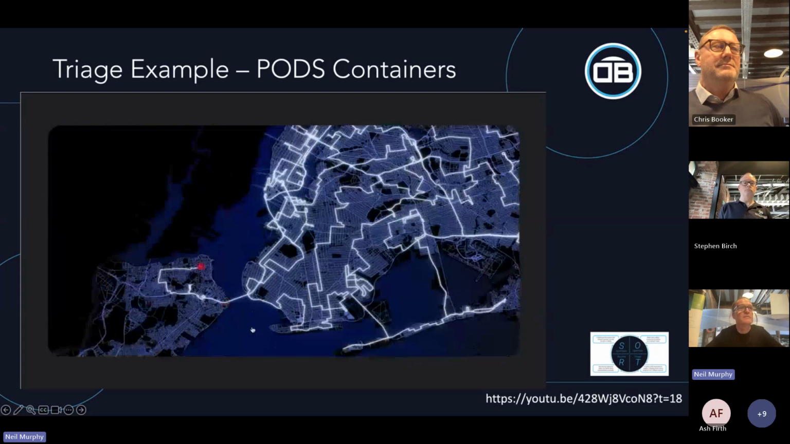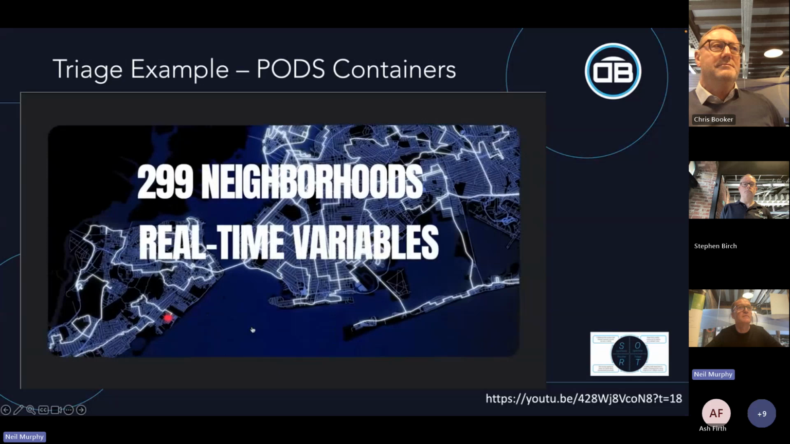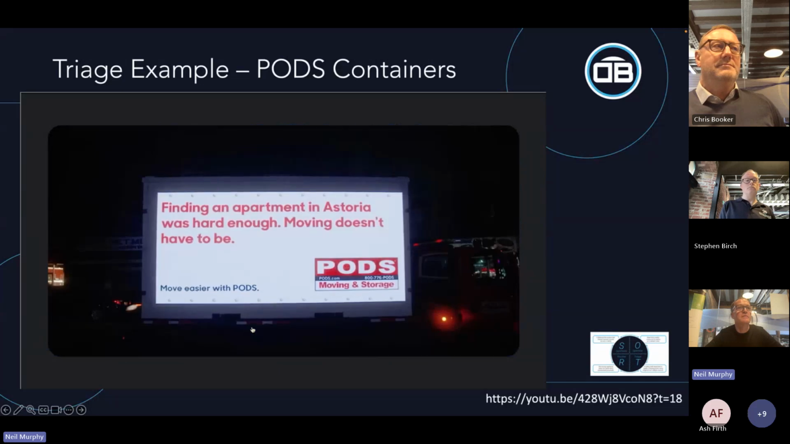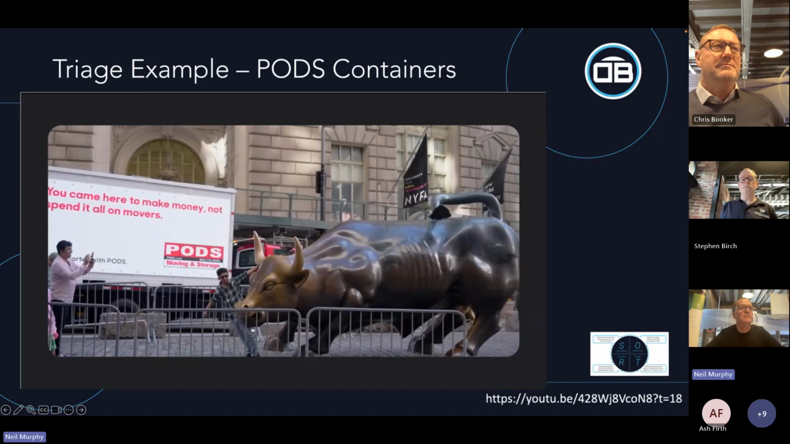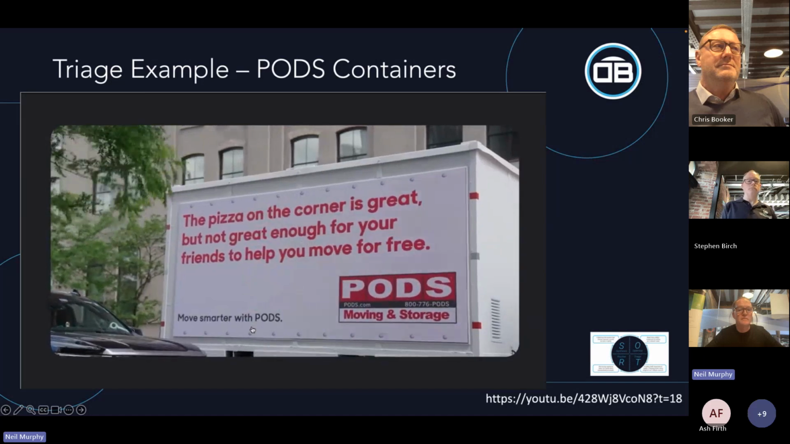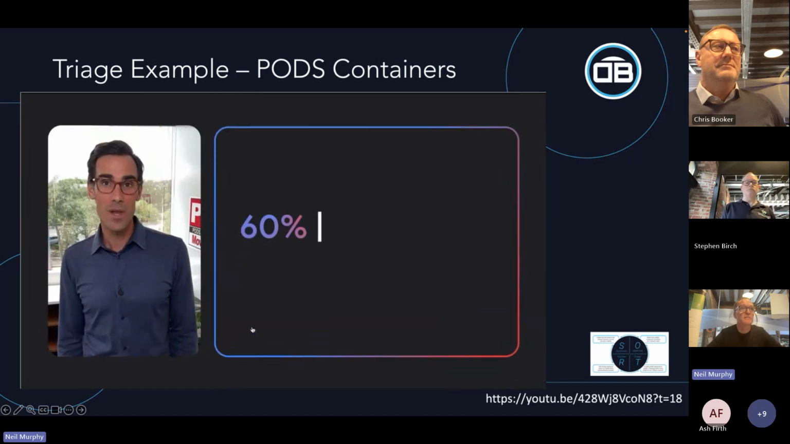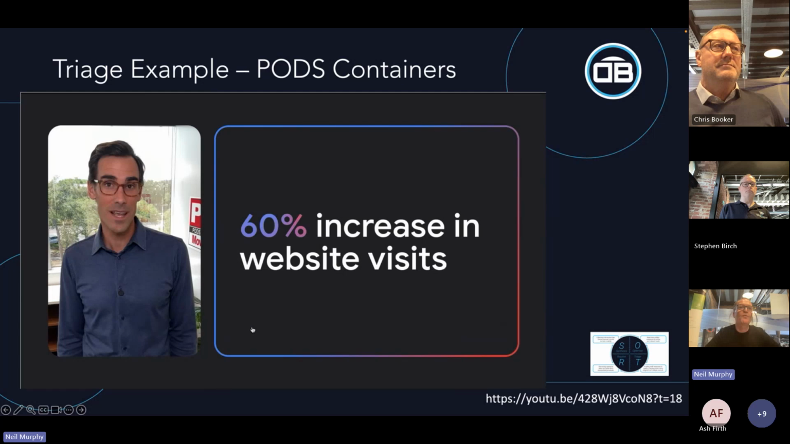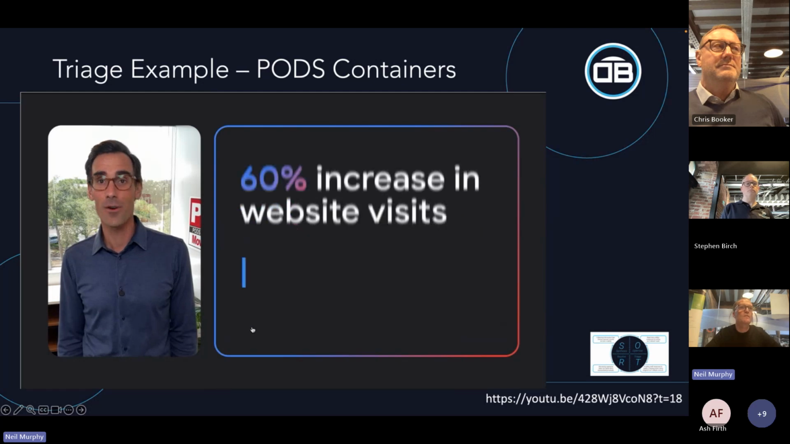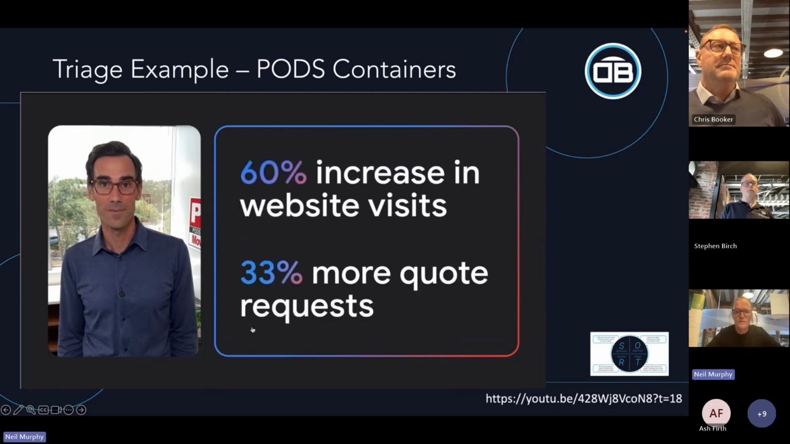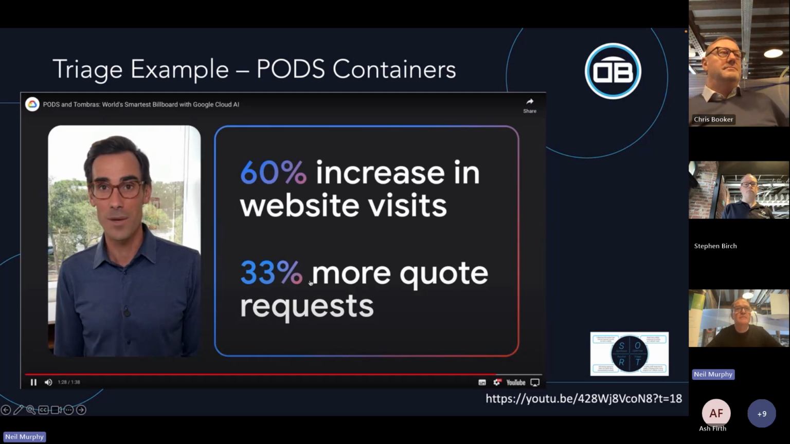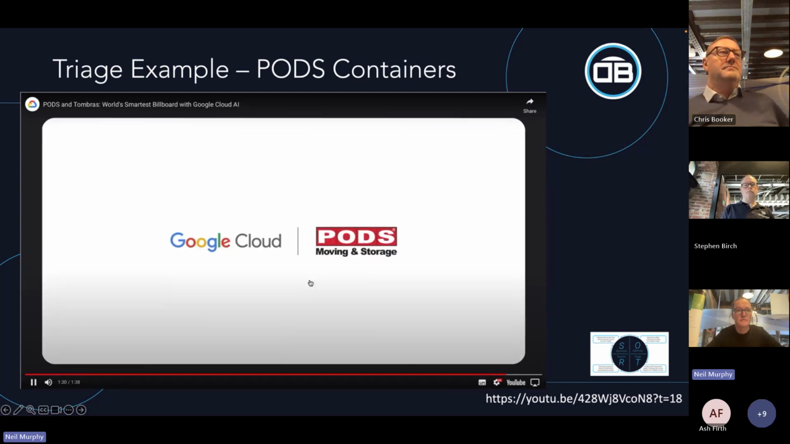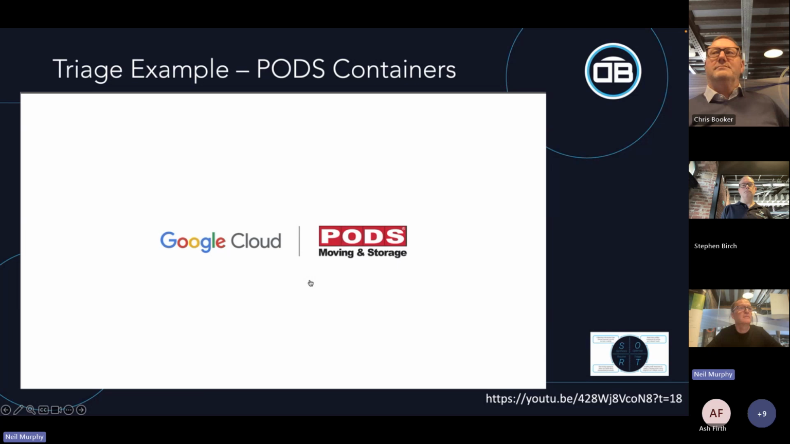The truck hit all 299 neighborhoods in just 29 hours, creating more than 6,000 headlines, a feat that would have been humanly impossible without AI. And it worked. In just a week, we saw a 60% increase in website visits and 33% more quote requests, our biggest year-over-year growth ever. With Google Cloud and Gemini, Pods discovered a new way to create hyperlocal marketing.